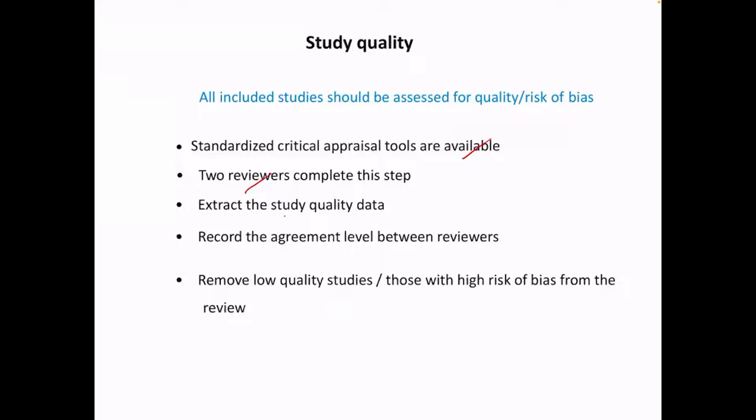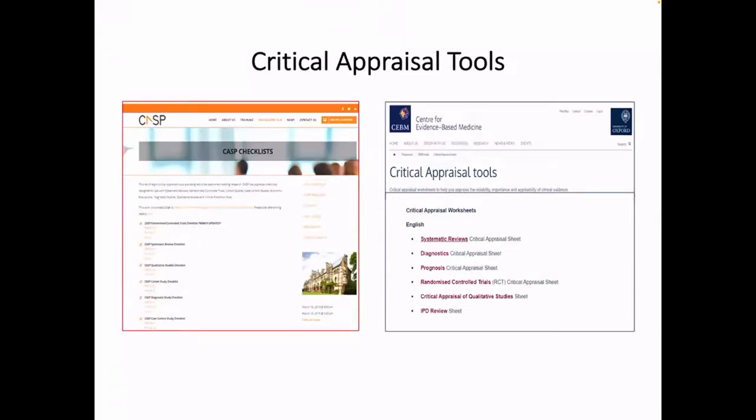Extract the study quality data. Record the agreement between the two reviewers, and remove the low quality studies and those with high risk of bias from the review. So these are the critical appraisal tools. These could be downloaded from the CASP site and also from the Center for Evidence-Based Medicine, which is hosted by the McMaster University.